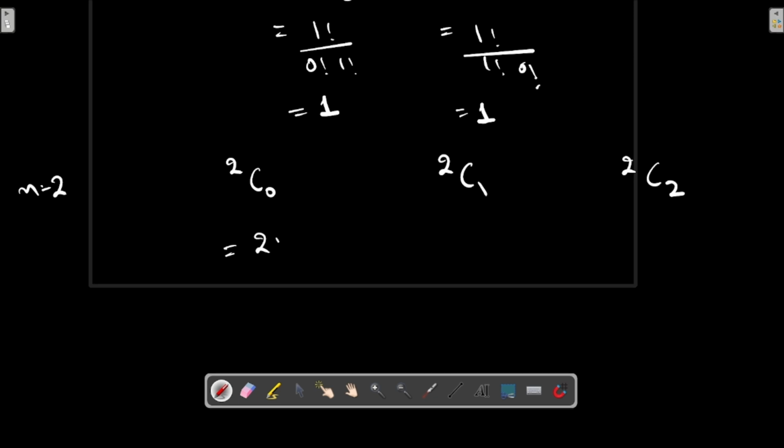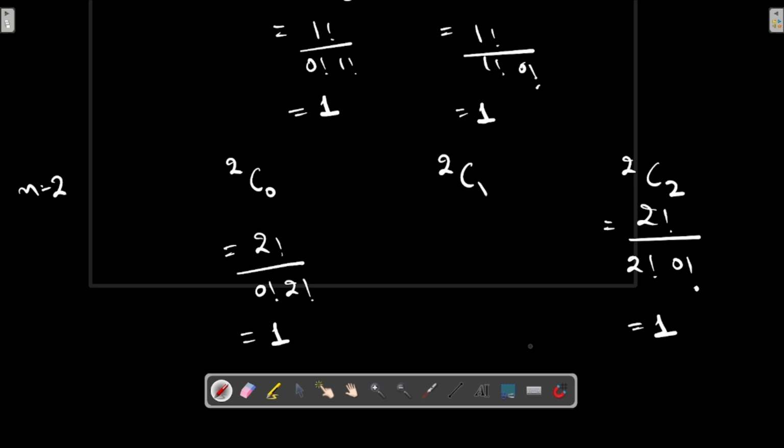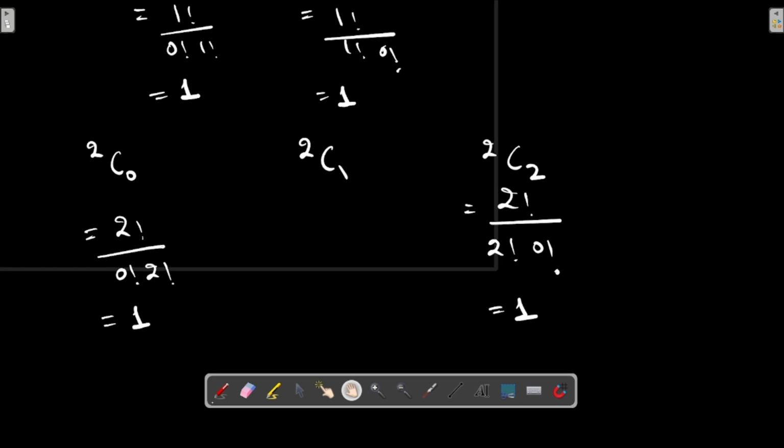So first it will be 2 factorial upon 0 factorial. When you subtract the 2, it will be 2 factorial and it's 1. Then here you have 2 factorial, 2 factorial. When you subtract the 2, 0 factorial. So look, these guys are same, right? And you can just notice one thing, that it's in the format of nCr is equal to nC(n minus r). So when you subtract 2 minus 0, it's 2, so that's what you are getting.